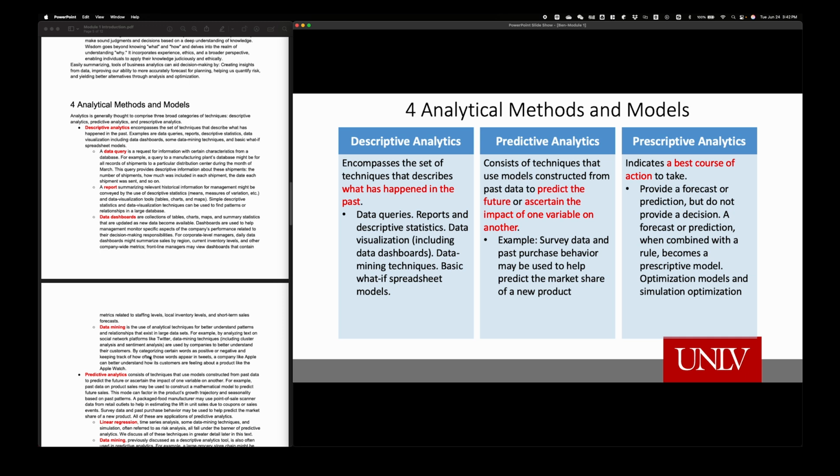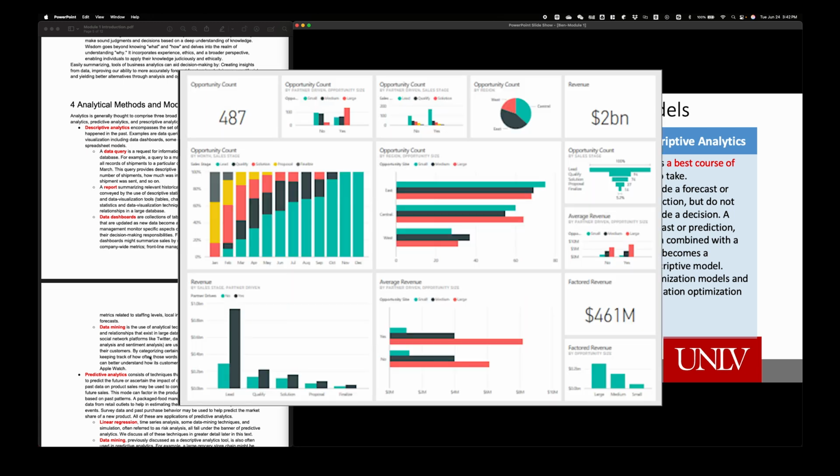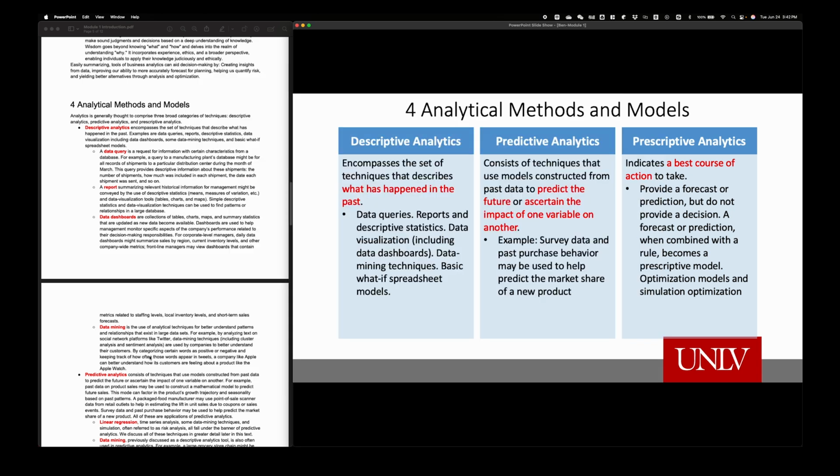Let's start with descriptive analytics. Descriptive analytics is all about understanding the past. It answers a question like, what happened? This includes reports, dashboards, charts, and summaries that show sales from last year, customer trends over the past month, or website visits yesterday. It helps organizations see the big picture of their historical performance, but it stops at describing what has already occurred.